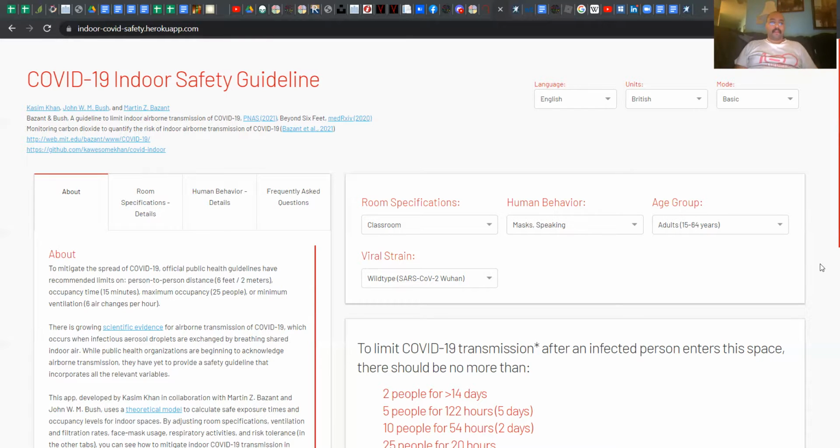Okay. So, like I said, this is the COVID-19 indoor safety guideline tool. I've described what it utilizes. If you're going to utilize this thing, there are a couple of things that you want to do, and some information that you're going to want.